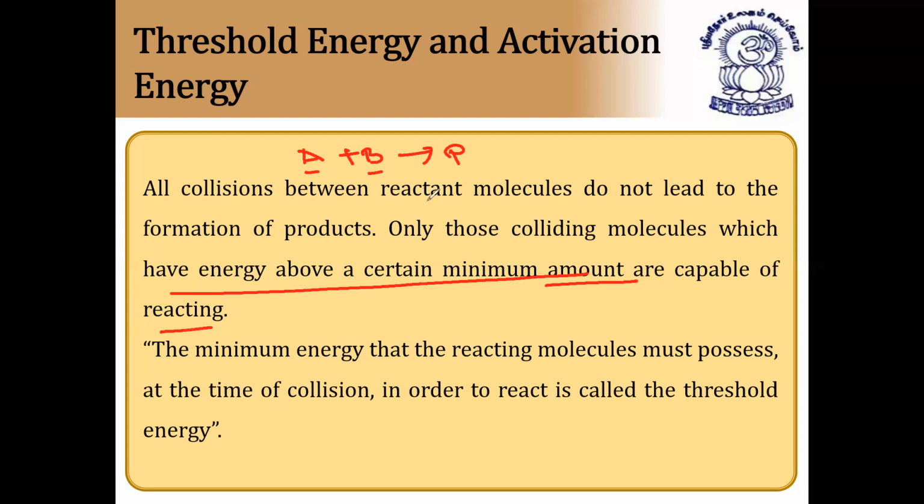So all collisions between reactant molecules do not lead to the formation of products. Only those colliding molecules which have energy above a certain minimum amount are capable of reacting. The minimum energy that the reacting molecules must possess at the time of collision in order to react is called threshold energy. So once the reactant A and reactant B molecules attain threshold energy, whatever collisions A and B make will change into product P. I hope it is clear. Very, very important. This is called threshold energy and activation energy.